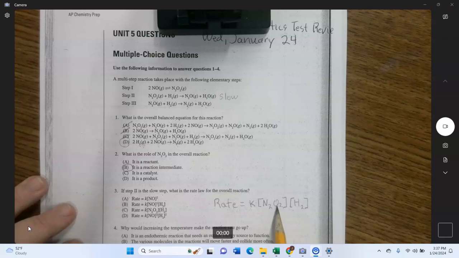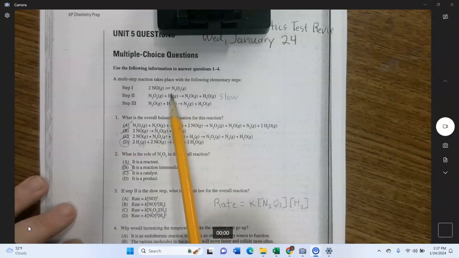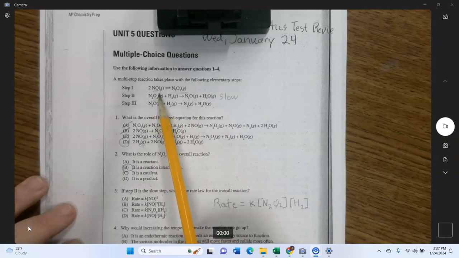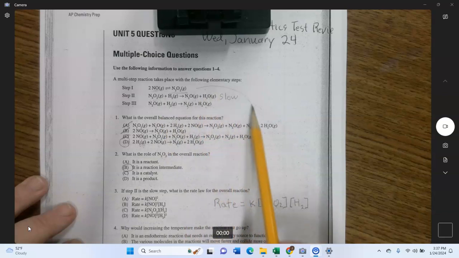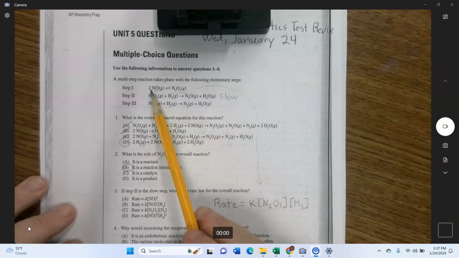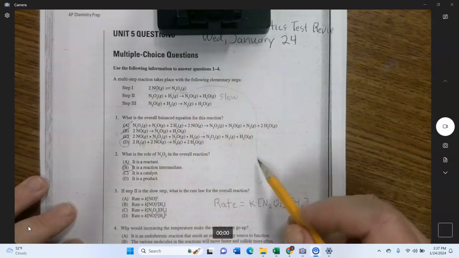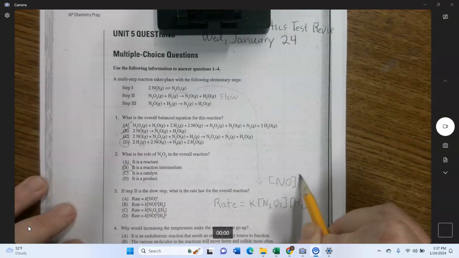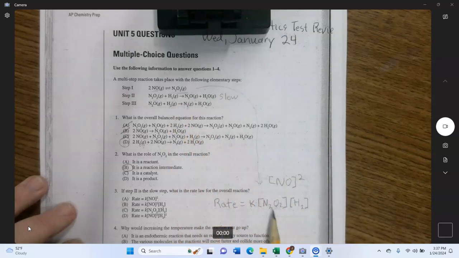So what do you do? You substitute. Where do you find an equivalent for N2O2? You come up here. N2O2 is equal to 2NO. So if we take that down here, how would we write 2NO in a rate law? It would be NO raised to the second power, because that is 2. So this becomes this. Now you can just rewrite it.